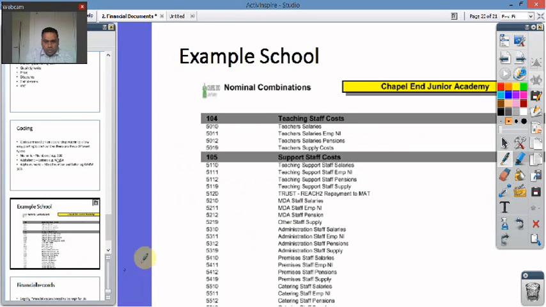This is a school that I worked in, and these are codes that they used, which are just numeric codes, as you can see. The department was 105, and these are each of the actual ledger codes.